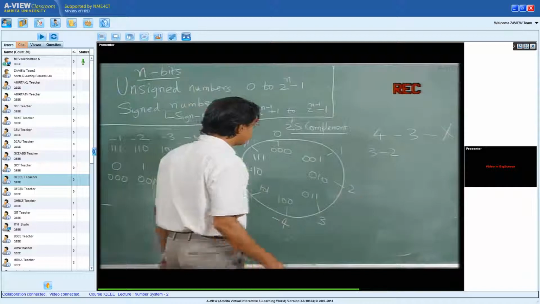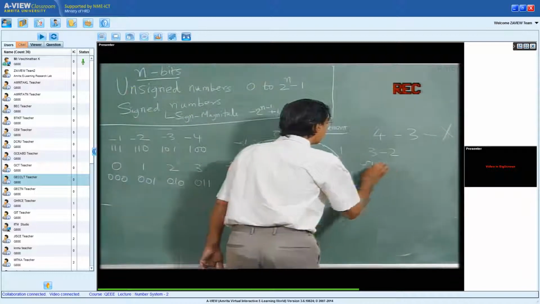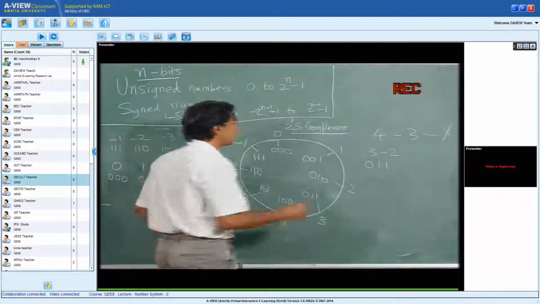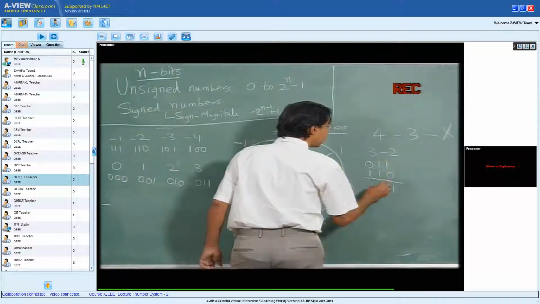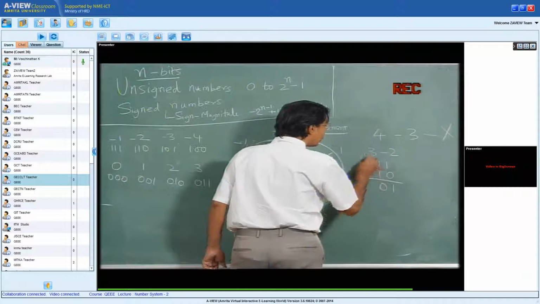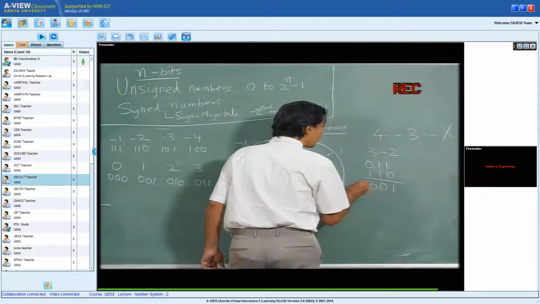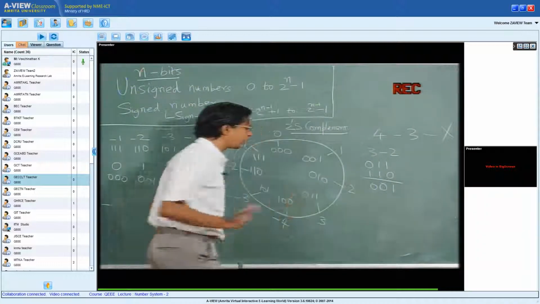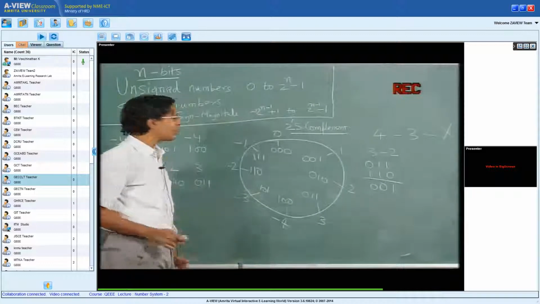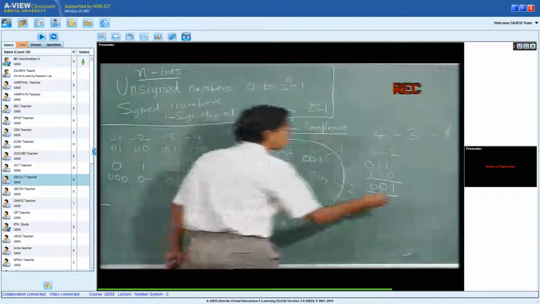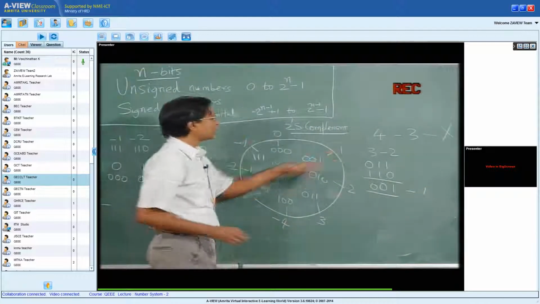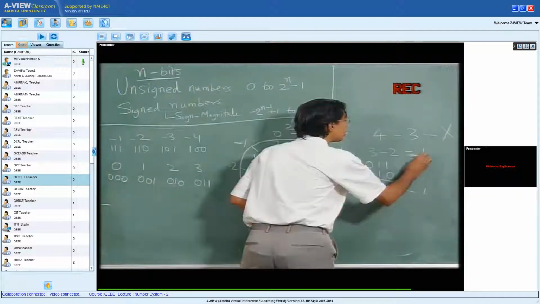So what is 3? 0, 1, 1. What is minus 2? 1, 1, 0. Add it, I get 1, 1 plus 1 is 0, 1 plus 1 is 0, and I get an extra 1 that goes off because I can only represent 3 bits. So what is 0, 0, 1? 0, 0, 1 is 1. So 3 minus 2 equal to 1. Okay.